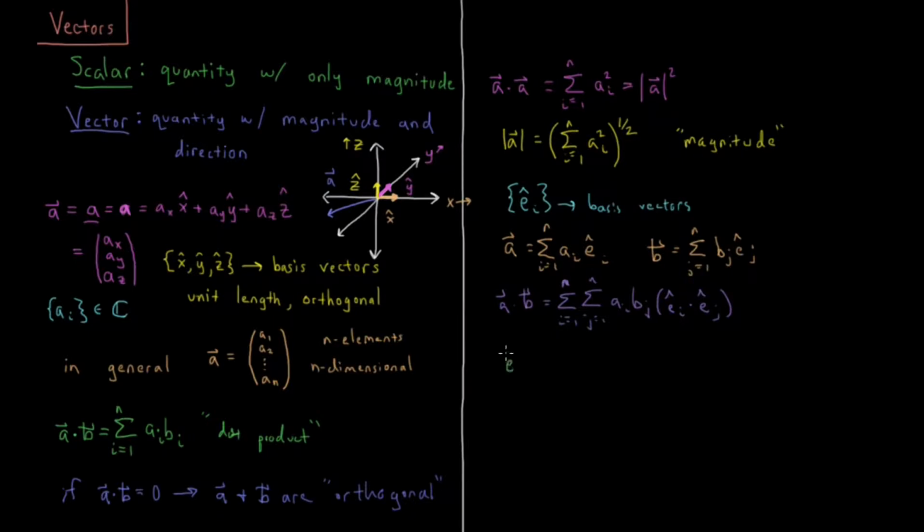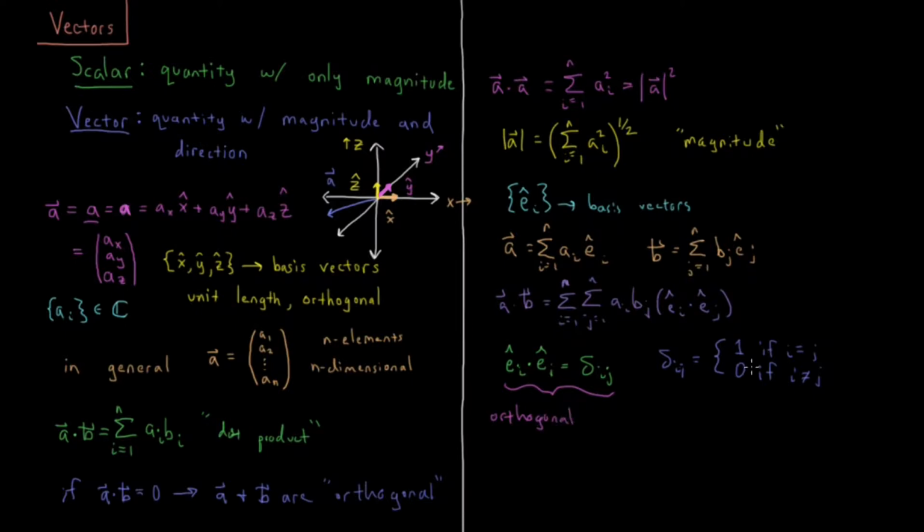So that means that E hat i dot E hat j is equal to a symbol we're going to define as the Kronecker delta. So this Kronecker delta, delta ij, equals 1 if i equals j, and it equals 0 if i is not equal to j. So this is a statement that our basis set is both orthogonal and normalized.